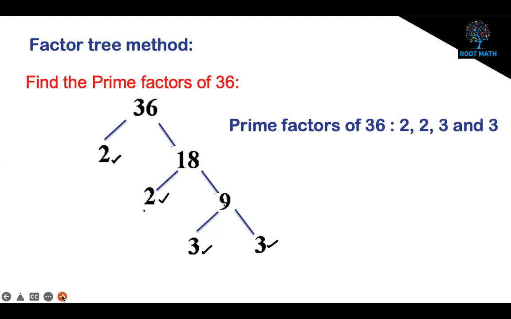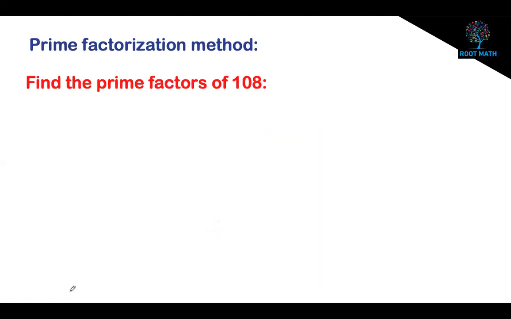So we'll go and see the next example, prime factors of 108. I have chosen another method, the prime factorization method. Otherwise, it's called the ladder method. So I'm going to put 108 in a ladder. I'm going to divide it using the prime numbers only till I reach 1.